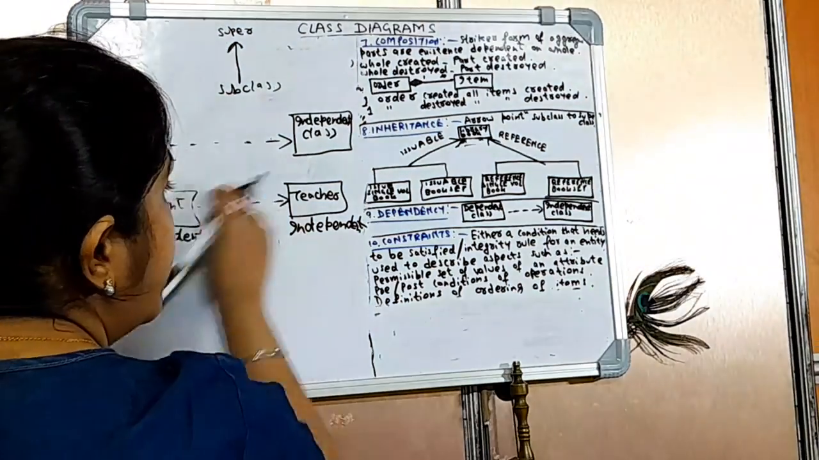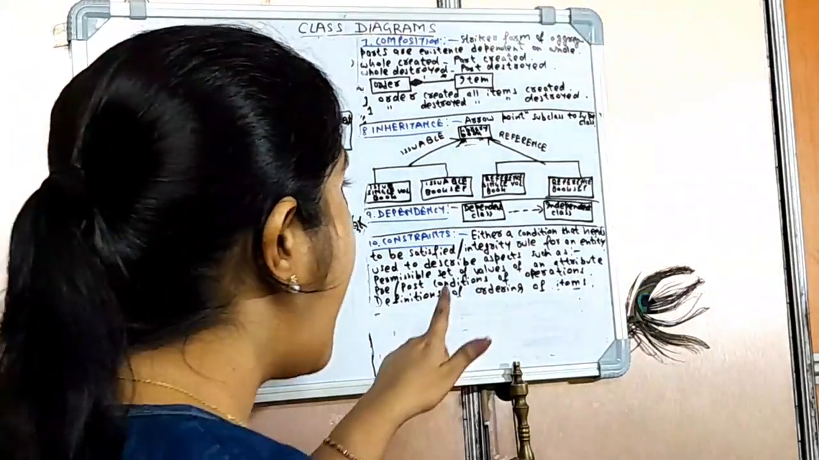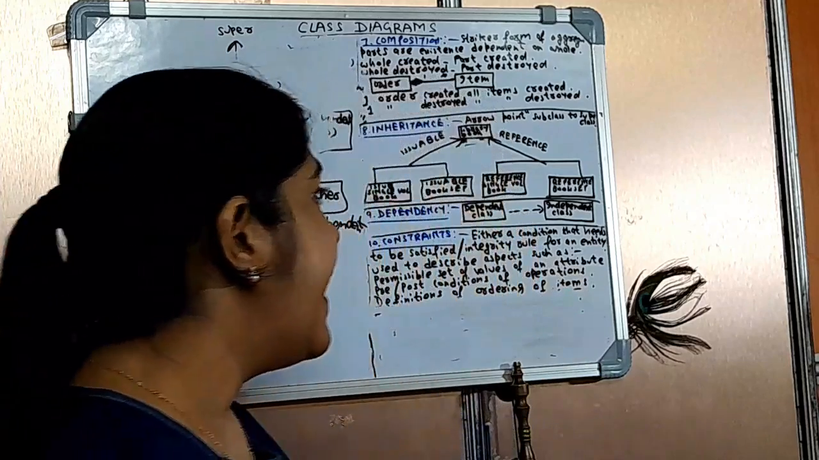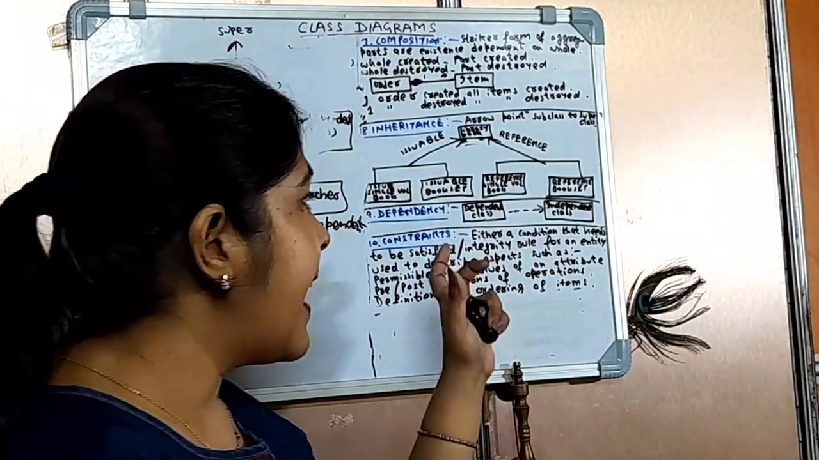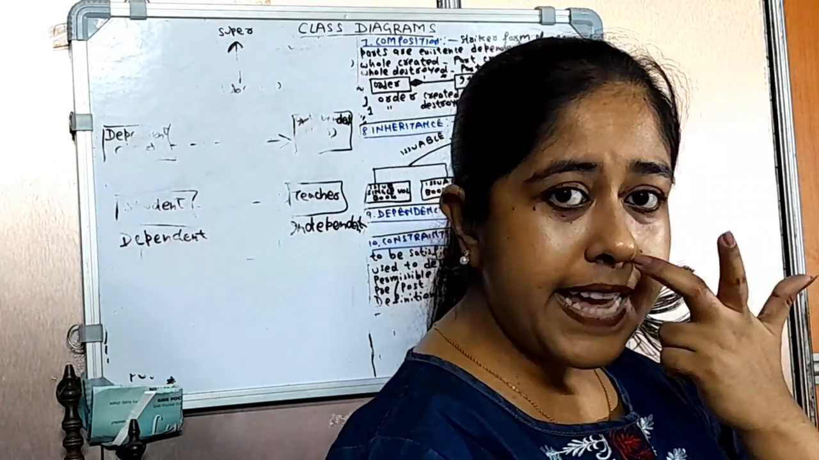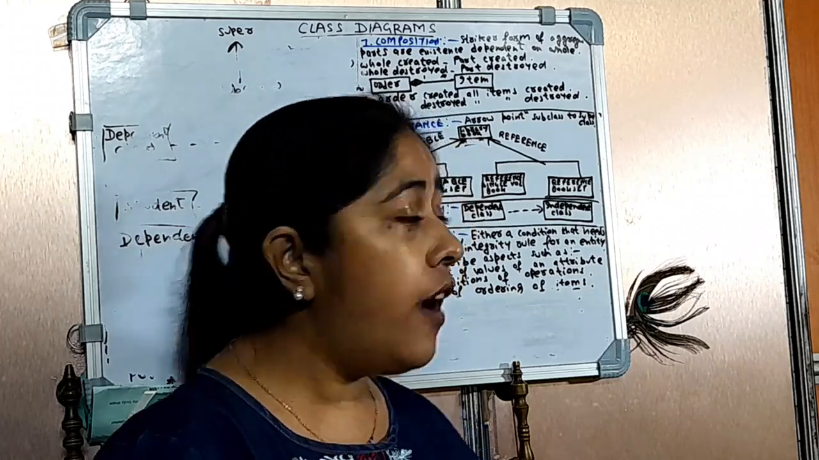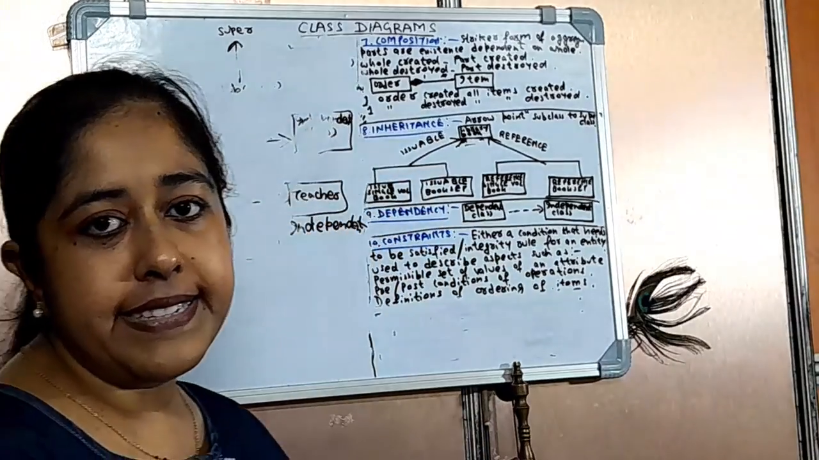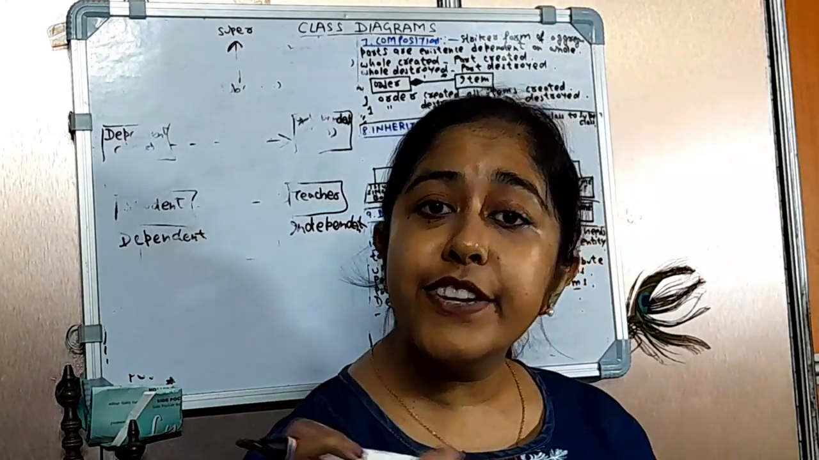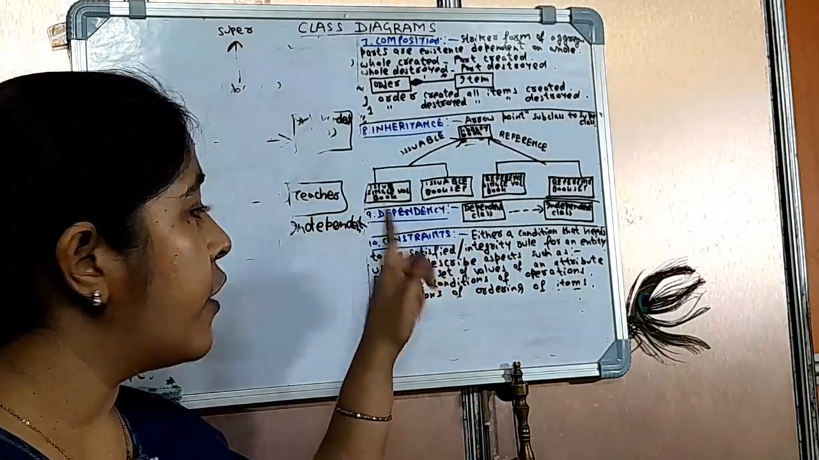And the last one is the constraints. Constraints are basically either a condition that needs to be satisfied or an integrity rule for an entity. In the case of class diagrams, this can be any condition which has to be satisfied, an important rule, or it can be an integrity rule for any entity. When I am talking about an entity here, it will be a class. So any integrity rule for that particular entity is shown with the help of constraints.